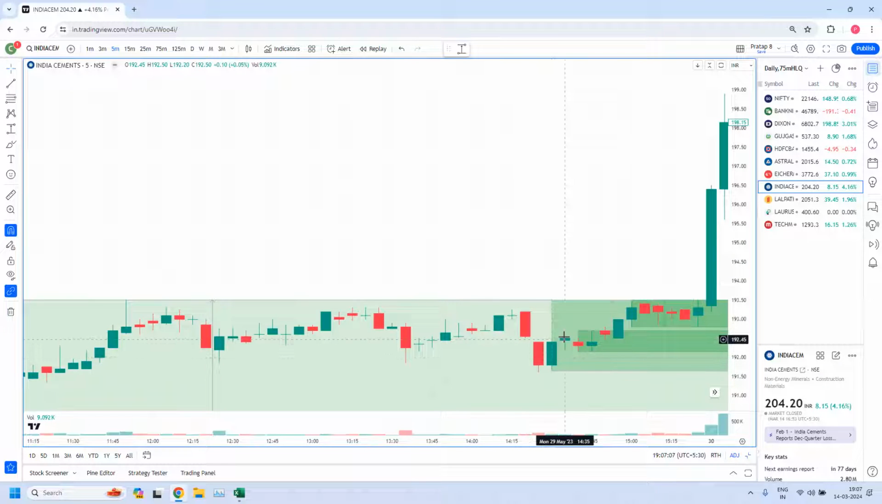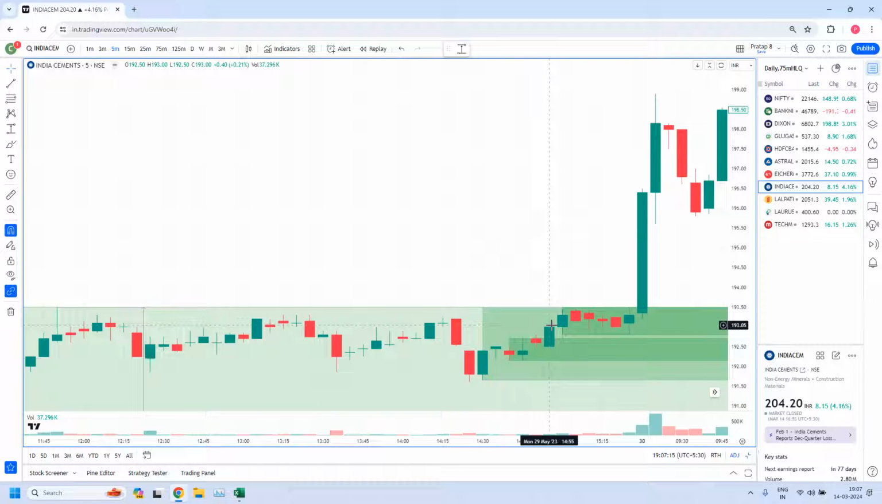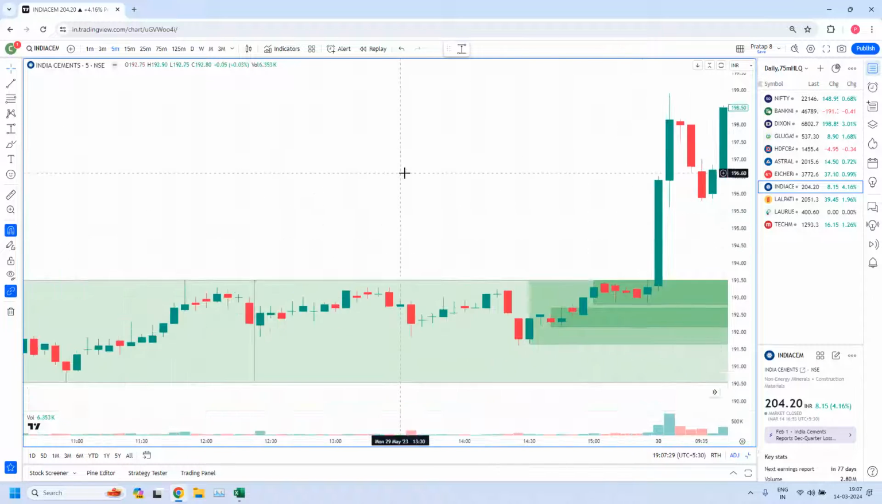You have a rally candle, then 1, 2, 3, 4 base candles, and a rally candle. This is one. And another one is: this is a rally candle, then 1, 2, 3, 4, 5, 6 base candles, and we have again a rally candle and a follow through candle. And moreover, this rally candle is a high explosive candle.